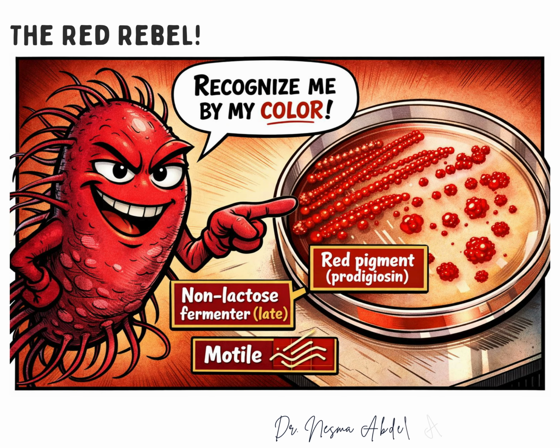Next, we meet a very colorful character, Serratia, the red pigment rebel. The motile Serratia, classically Serratia marcescens, is a threat to everyone in the hospital, but it has a unique calling card: its striking red pigment, prodigiosin. This red color is most visible when the organism is grown at room temperature.